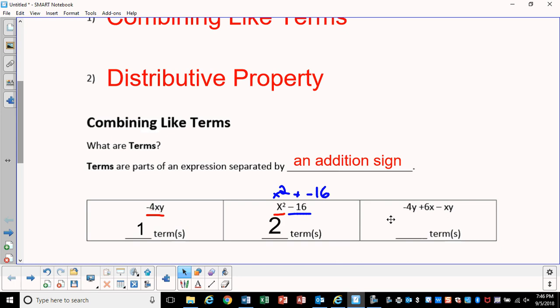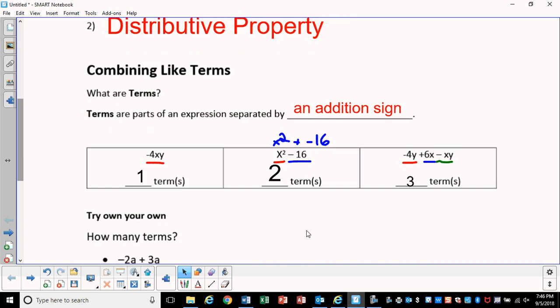Okay? Over here we have this term, the negative 4y, even though it's being multiplied, it's one term. Separated with the addition sign from the 6x, so that's another term. And then the minus xy, we could think of it as plus the negative xy. So negative xy, the whole thing with the minus sign, is our third term. So we have 3 total.